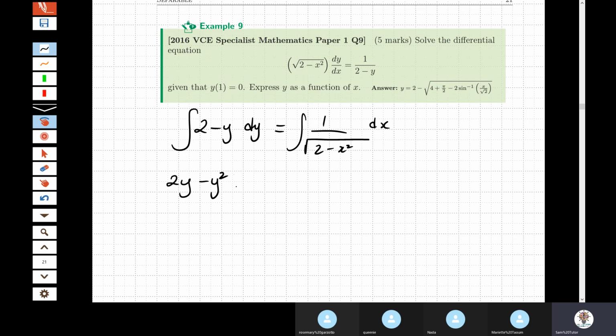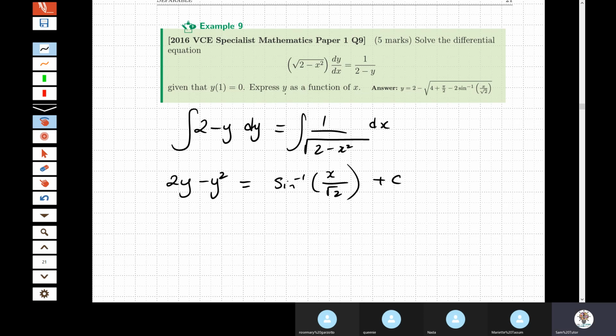Right, that's probably where you guys got stuck. Anyways, equals 1 on square root 2 minus x squared. What's the integral of 1 on square root 2 minus x squared? That's inverse sine of x on root 2 plus c. Correct? Any questions there?